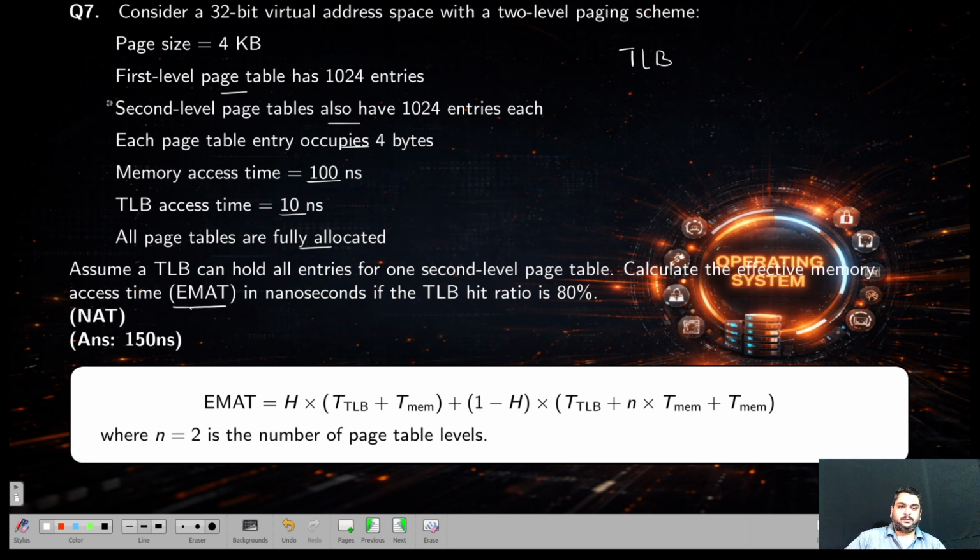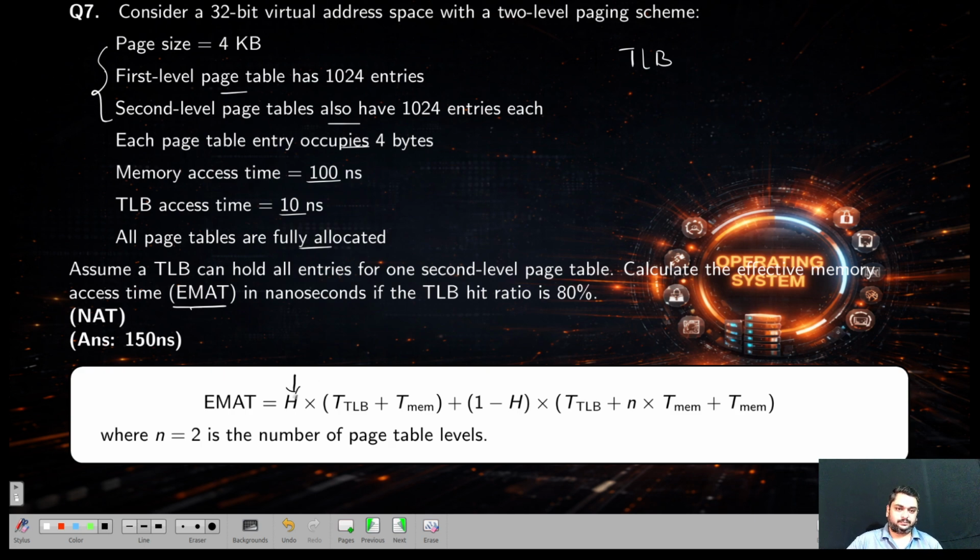So sometimes they may give some information which is not required. In this, what do I require? I require only to calculate effective memory access time. How many levels of page tables is sufficient? Okay, how will you derive the formula for it? In the exam, first you start with the procedure.